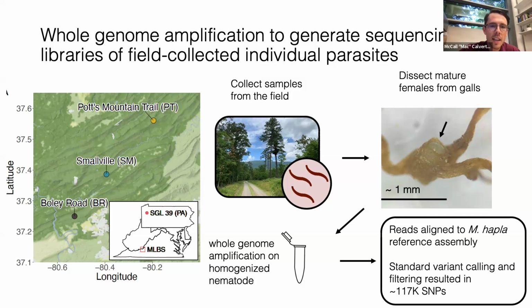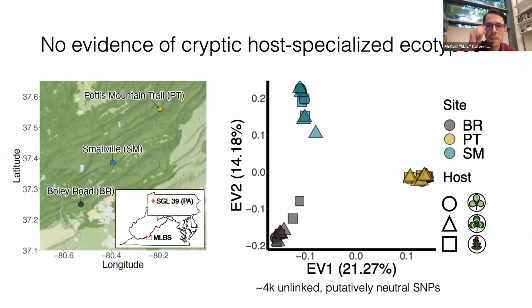And so using these libraries, we have aligned reads to the Meloidogyne haploid reference assembly from Wormbase, and with standard variant calling and filtering, we ended up with about 117,000 SNPs, which may seem like a small number for a whole genome set, but the Meloidogyne haploid genome is very tiny at just 50 megabases, so this is a reasonably sized data set.